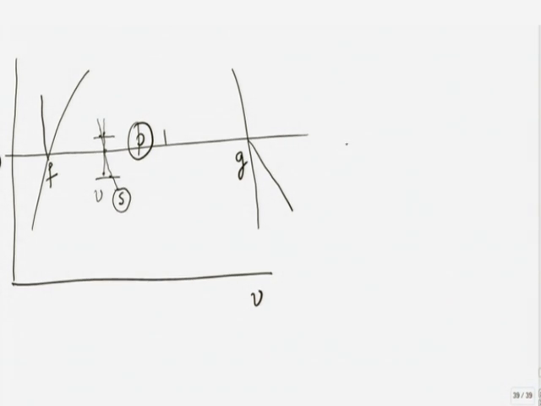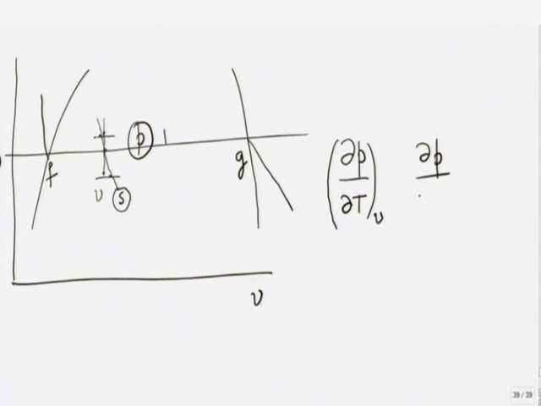And I am looking at the variation of pressure with temperature along the constant volume line, and the variation of pressure with temperature along the constant entropy line. At that point, will these two partial derivatives be different? My point and the neighboring points are fully within the two phase zone, the liquid vapor zone.